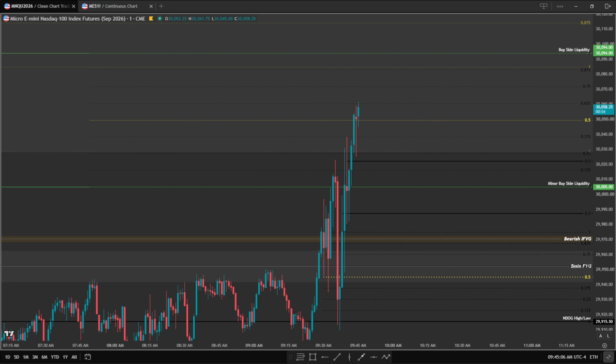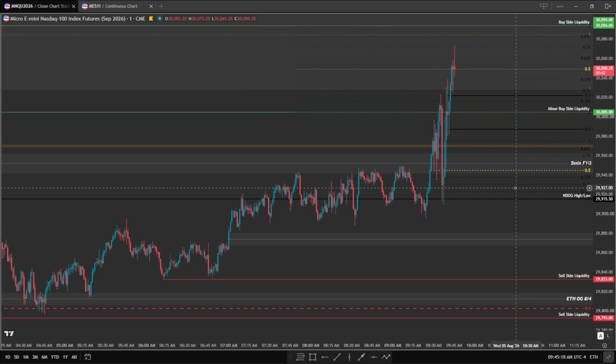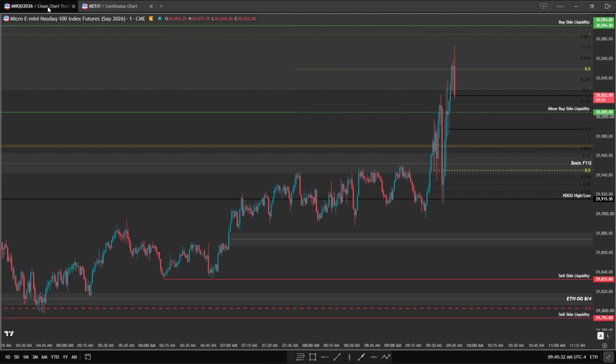Two bodies closing above that event horizon, so that means decent odds of getting up to that buy side. I don't know. Maybe I should have just stuck with that daily draw, but the sell side just seems way too obvious to me. It's so obvious. There's a bearish SMT on ES right now as well.